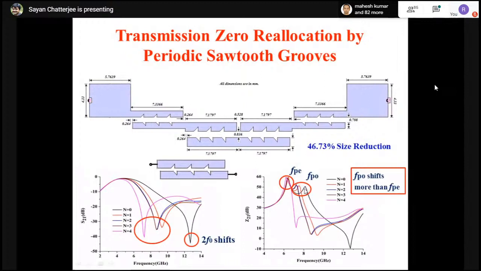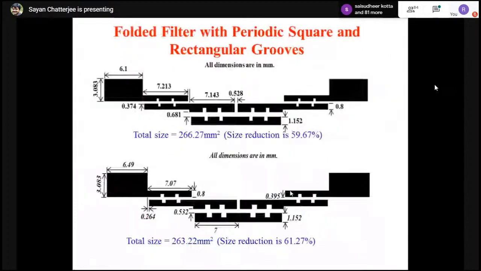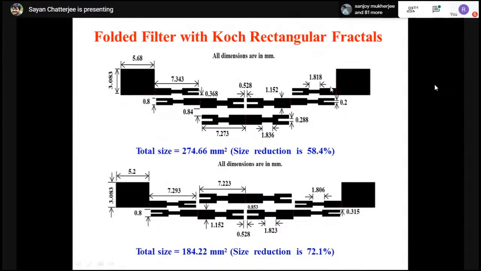Ultimately we have n equals 4. If I have n equals 4, the pink line starts sharply here, then it reaches FPO almost here and then goes here. So my FPE and FPO are now very close to each other, and the modal phase velocity balance is actually obtained. You can use this kind of structure. You can use Koch fractals, where at least first order, maybe second order, can be used. And you can see in every case we are achieving a certain kind of size reduction.